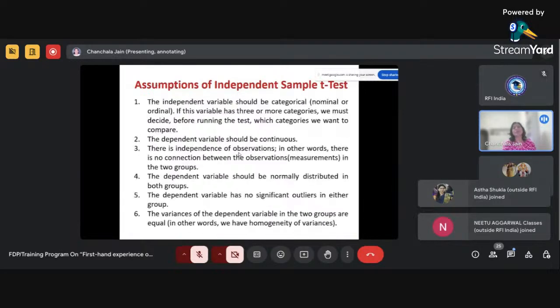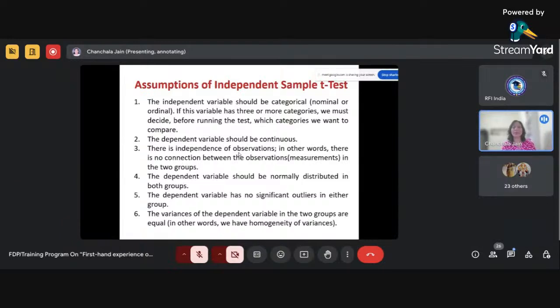Now, the important part of the independent samples t-test is the assumptions part. So here you can see the assumptions. The very first one says the independent variable should be categorical, meaning you need to have one categorical variable to perform the independent samples t-test. So what does categorical mean? This variable should be measured on the nominal scale or at most the ordinal scale and not more than that, right? So we will have one independent variable, and in this independent variable, we need to have two groups, right? Two groups or two categories.